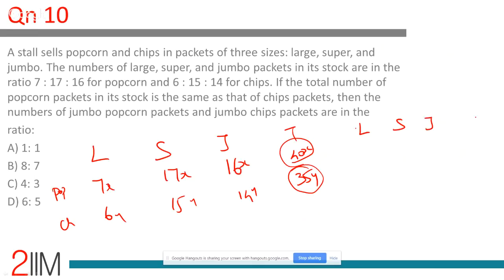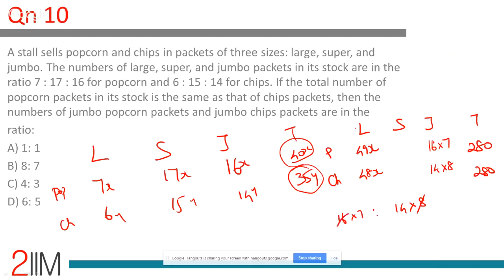So what am I going to do? Large, small, jumbo, total. 280, 280. For popcorn, multiplying this by 7, 49x, 17 into 7, whatever. For chips, then multiplying by 8, 6 into 8, 48x, and so on. Then the number of jumbo popcorn packets and jumbo chips packets. So 16 into 7 and 14 into 8. That's what we're doing here. So 16 into 7 is to 14 into 8. This is 2 is to 1. This is 1 is to 2. We're talking about 1 is to 1. Wonderful. Done.